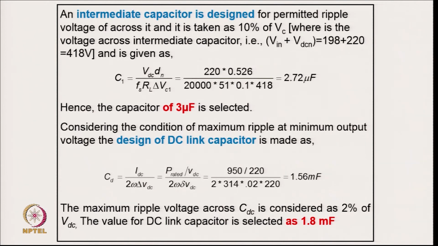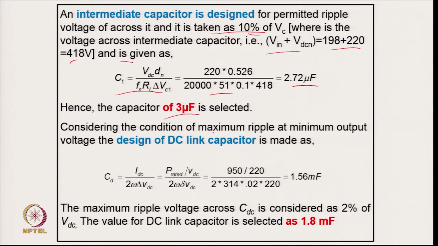So, now coming to the intermediate capacitor designed for a permitted ripple of 10% across it, and the voltage across it comes like V in and V out, that is typically the voltage across this. So, from this relation we can find out, for the given ripple voltage, this at around 2.72 microfarad, and we select a little higher than that, so that the ripple is lesser than 10% across it.